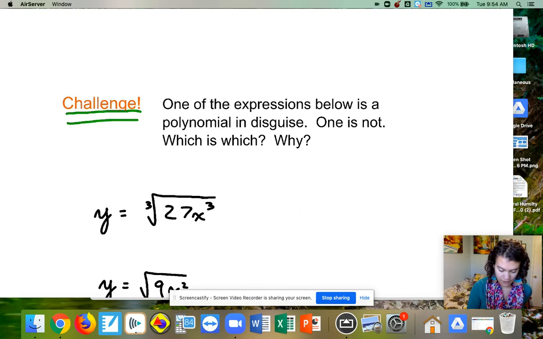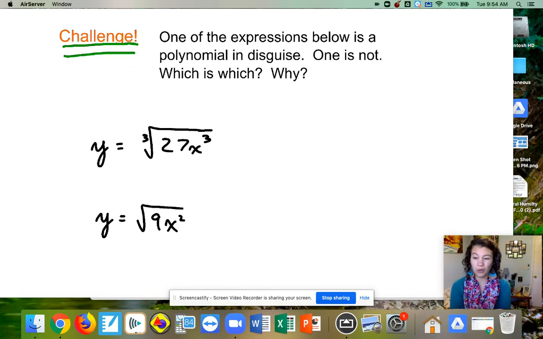Okay, so kind of a warm-up review from last time. Think about which ones of these is a polynomial and which one isn't. So one is and one isn't. Think about which one is which.